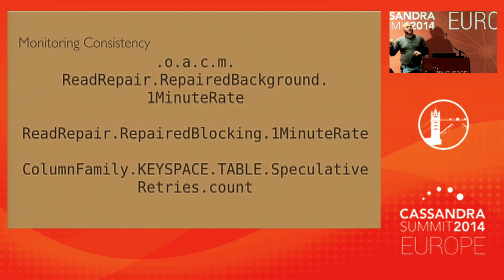Every time we find an inconsistency in the background, we'll increase this first counter. And you can see this if you do nodetool netstats. You'll see it pop out at the bottom.